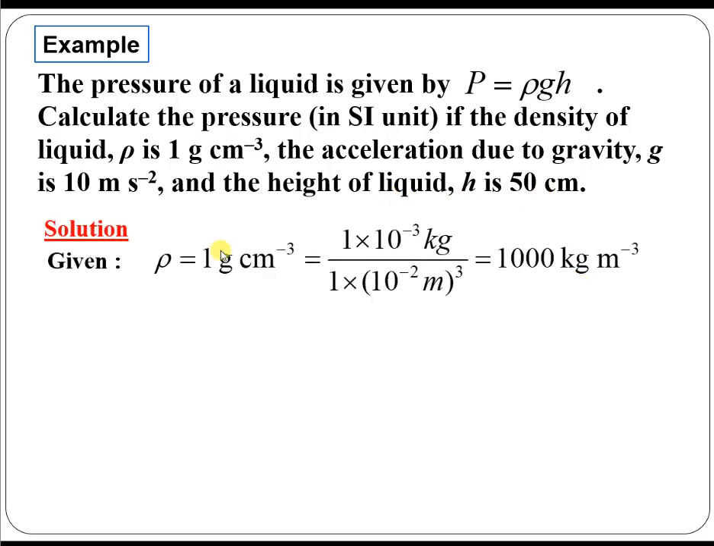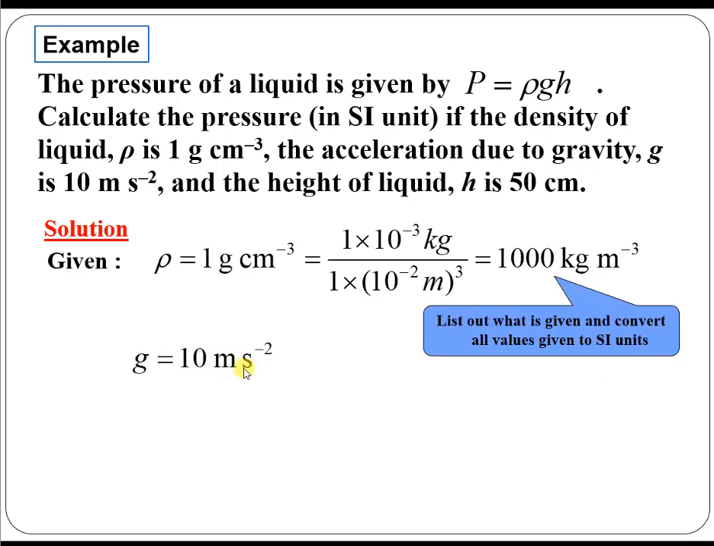So first we list out the information given, and then we need to convert the density from gram per centimeter cube into kilogram per meter cube. The acceleration is given in SI unit, so we no need to do any unit conversion. But then the height of the liquid is given in centimeter, so we need to change it to meter, SI unit meter. Whereby centi we replace with power 10 to the power of negative 2.